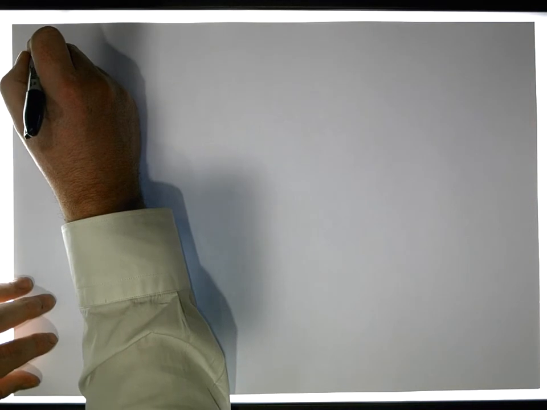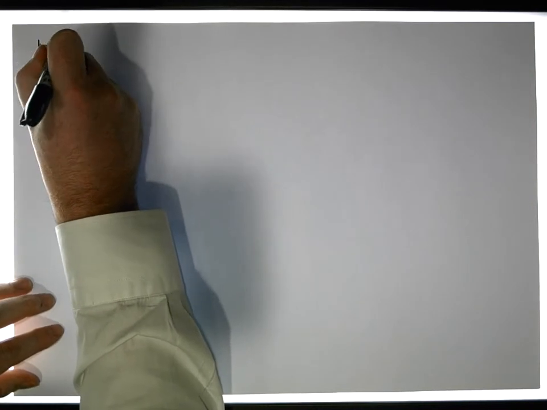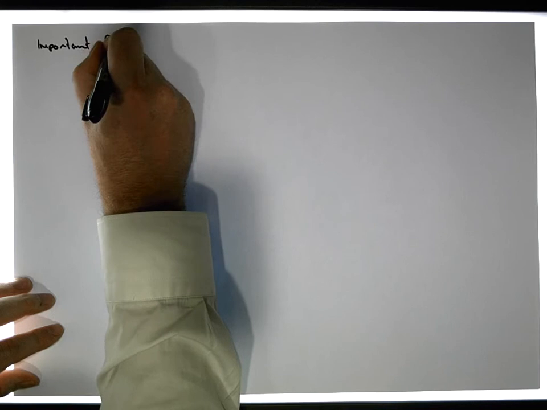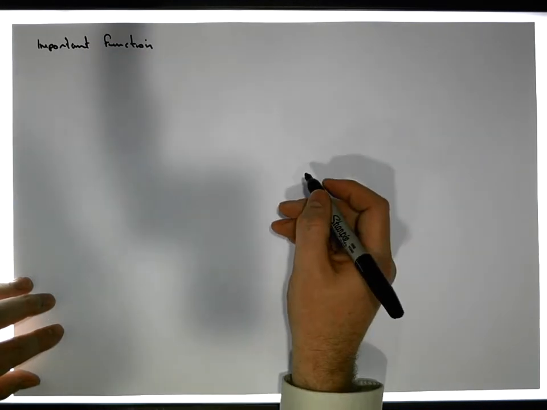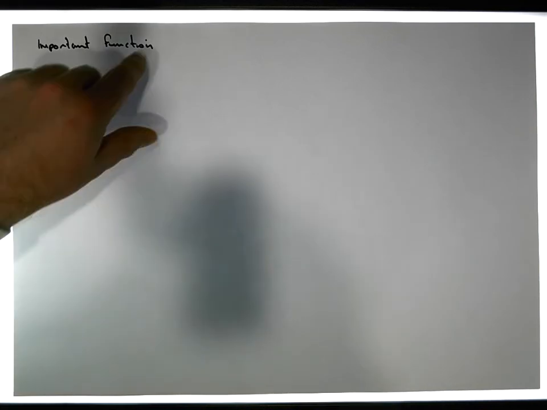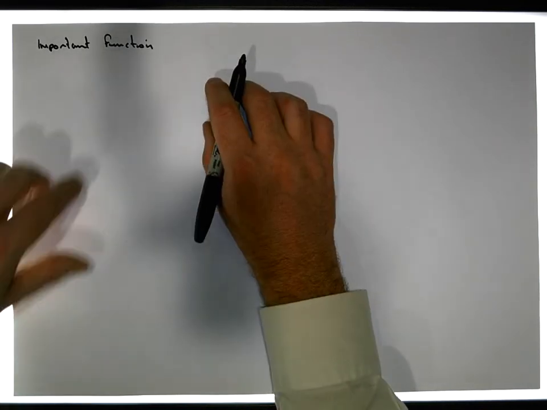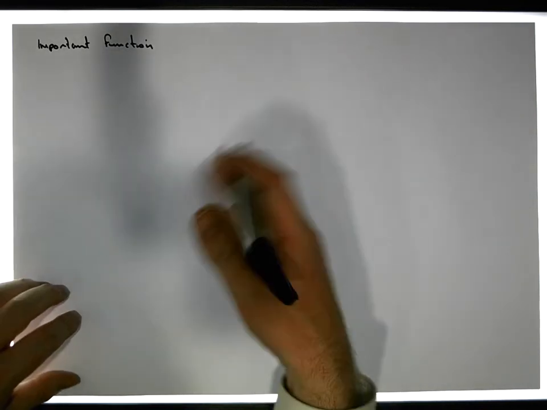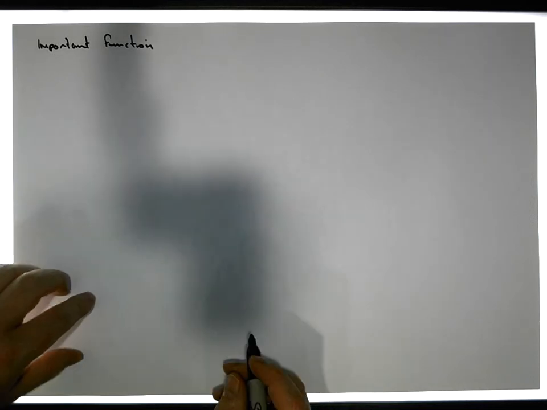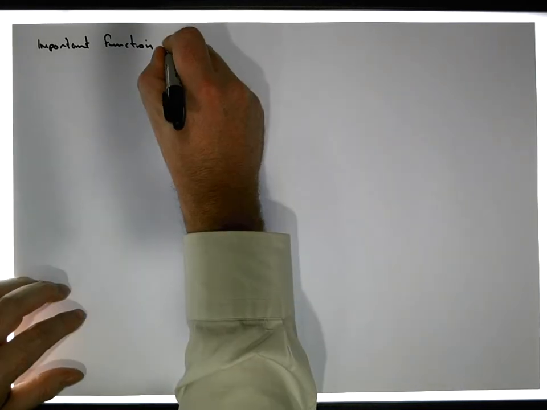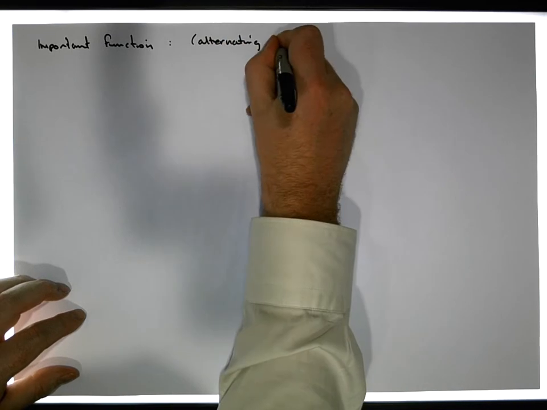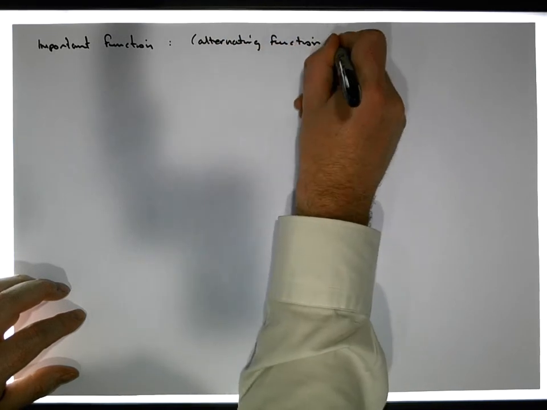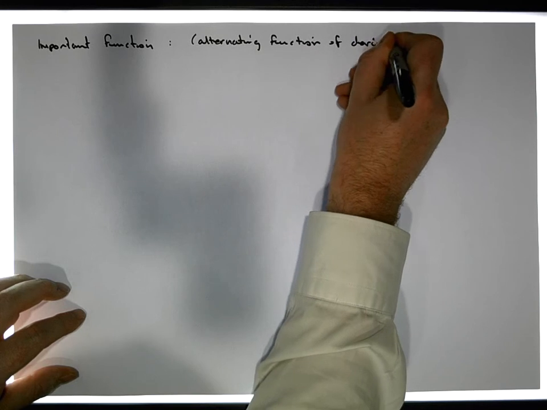So our next important function. Up to this particular stage, the first important one was f of x is equal to x to the n times a minus b x to the n over n factorial. This next important function is an alternating function of derivatives. That's important to keep in mind. I'm going to just write it down here.